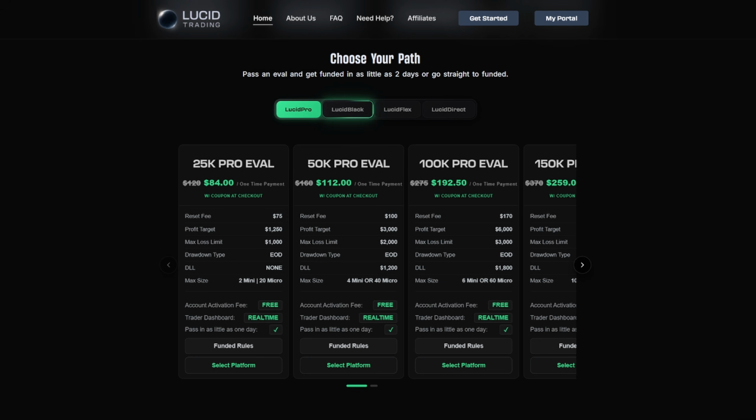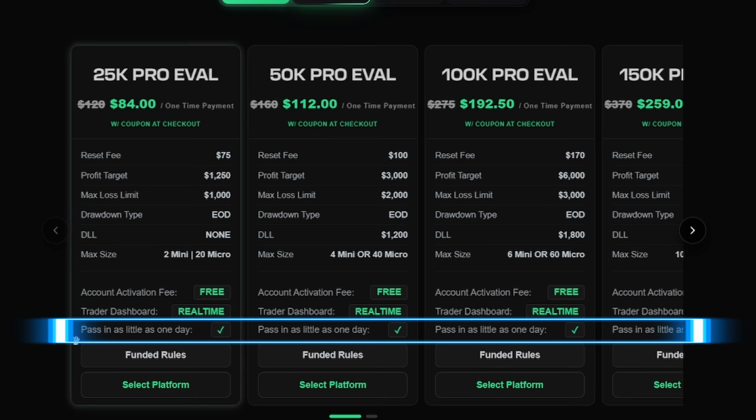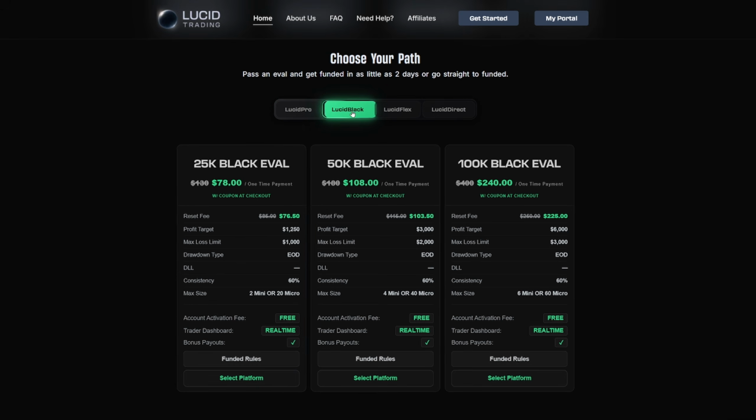So now let's start off looking at the Lucid Pro account, and one of the features that traders like the most about this account. If we look right down here, you can see where it says pass in as little as 1 day. Well, if we come over and look at the Lucid Black account, do we see anything about pass in 1 day? Absolutely not.